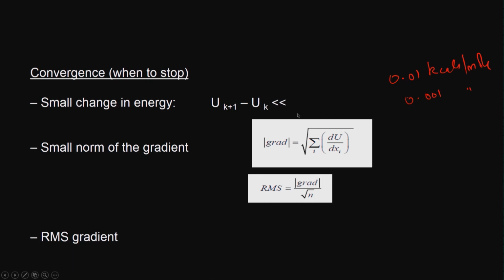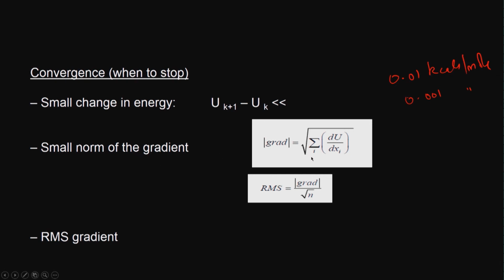Another approach is small change in the gradient. So you calculate all the gradients, take the square root, and you say there is not much change, very little change in the gradient. The third approach is small change in the root mean square gradient, so gradient divided by square root of n. So these are the different approaches. One is to see the energy change. If the energy change between one conformation and another conformation is very small, then you say enough, we have reached our minimum.